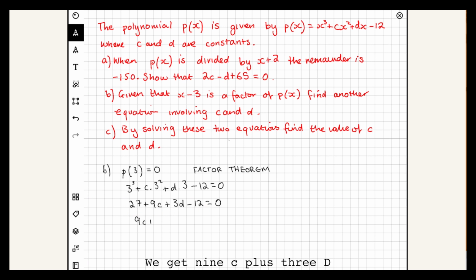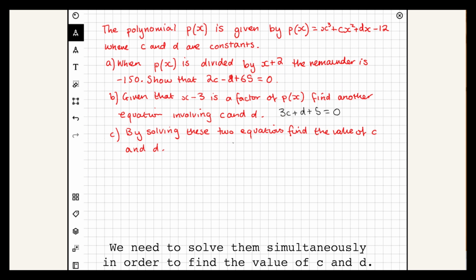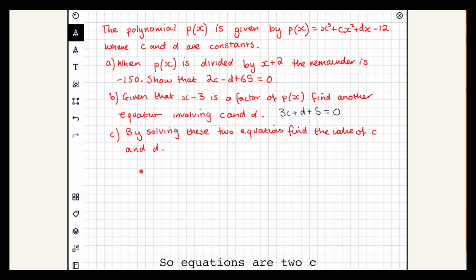Let's just group these terms. We get 9c plus 3d. 27 minus 12 is 15 equals 0. Now notice 3 goes into all of these. So let's divide through by 3, and we get 3c plus d plus 5 equals 0. And that's for B. Now we've got two equations. We need to solve them simultaneously in order to find the value of c and d. So our equations are 2c minus d plus 65 equals 0, and 3c plus d plus 5 equals 0.